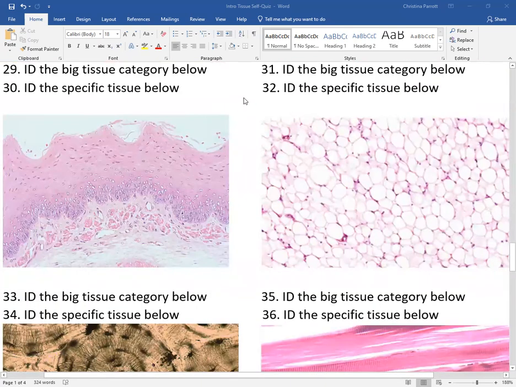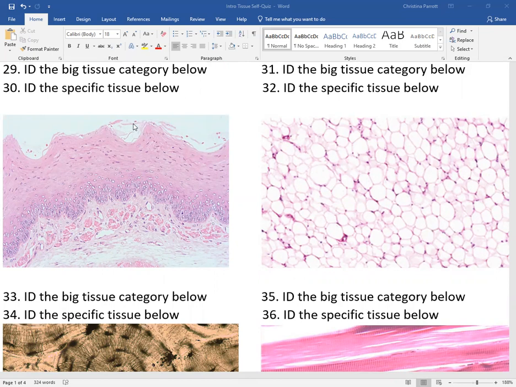Number 29, you're seeing tons and tons of rows of very flattened cells. You even see some of them flaking off at the top. That clues you in that this is stratified squamous. Many rows of flat cells, stratified squamous epithelium. So number 29, the big tissue category here is epithelial. Number 30, the specific tissue is stratified squamous epithelium.